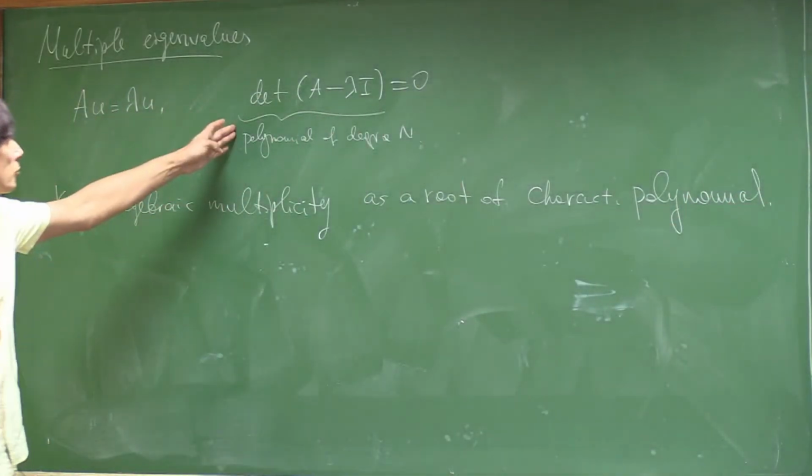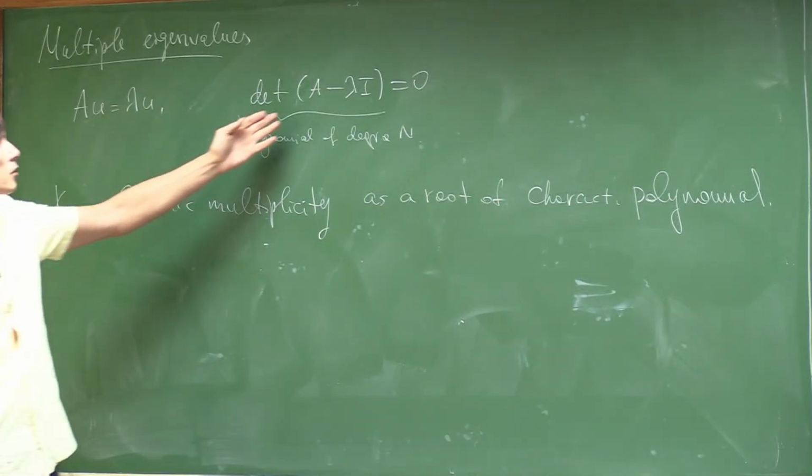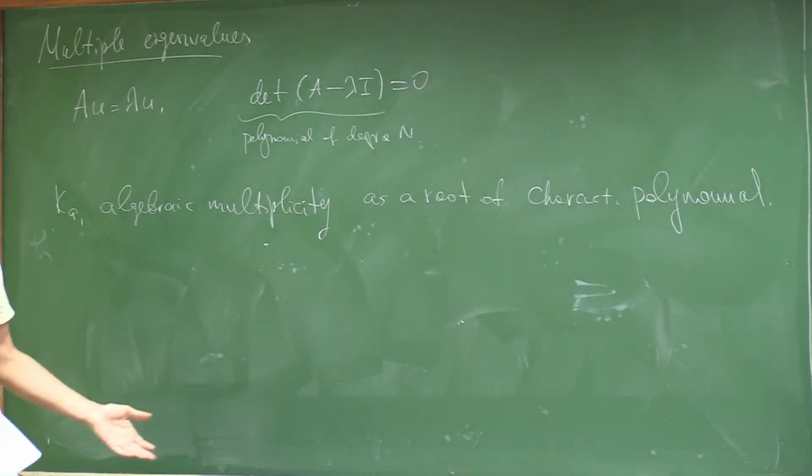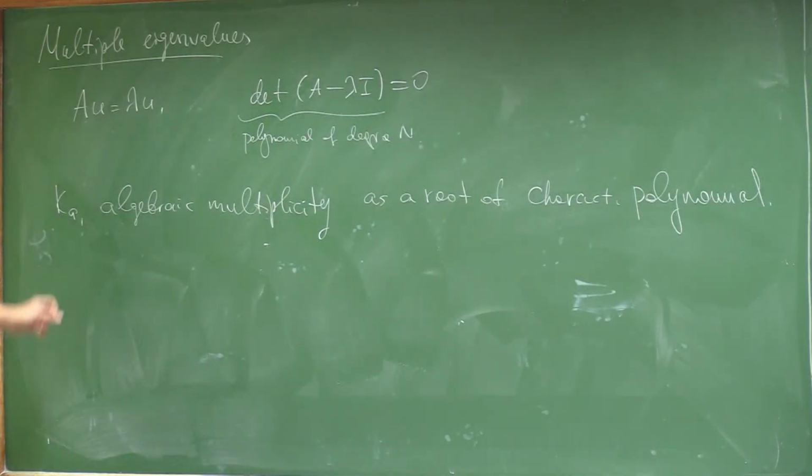So we have a characteristic polynomial. If it's, for example, second order, then it's lambda minus 2 squared. Then 2 is an eigenvalue which appears twice. So the algebraic multiplicity will be 2. We will have an example right now.